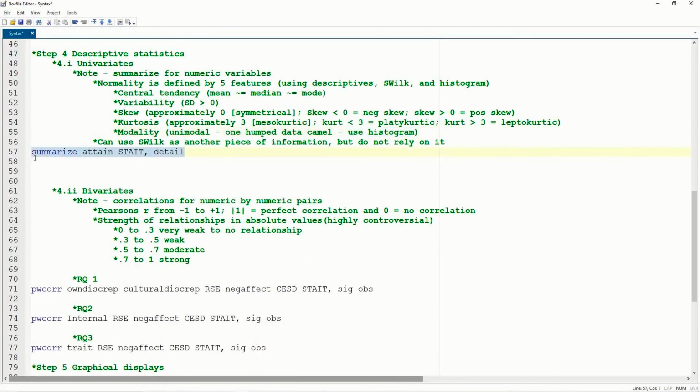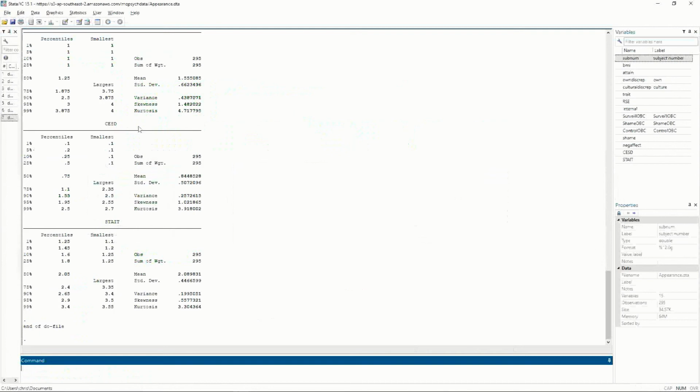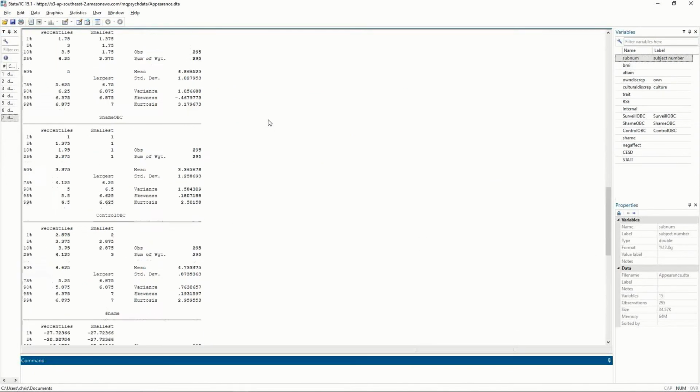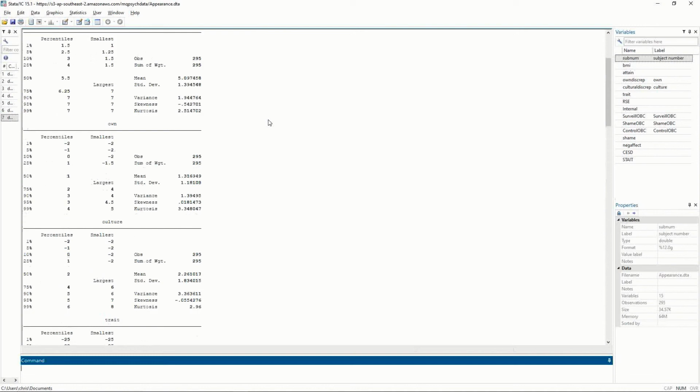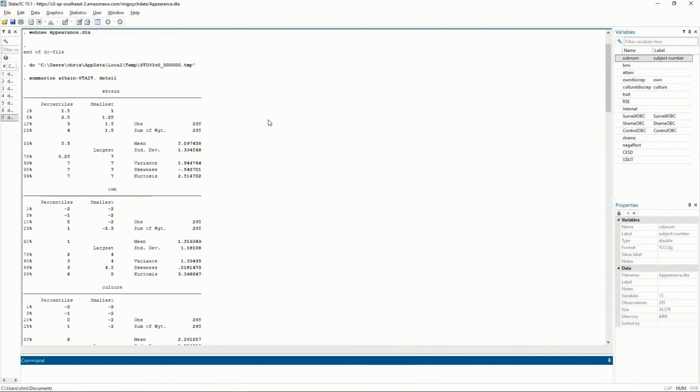So let's use our summarize command. I'm going from attain to stait, so I could write out all of my variables one by one, but using this hyphen in between with no spaces, it'll just capture everything. And then we're going to use the detail command to grab all the specifics. Let's go through these very quickly. There's a lot, but it won't take us very long. So this gives us our median, which is our 50th percentile, and our mean, but it doesn't give us our mode. Now this isn't a big deal.